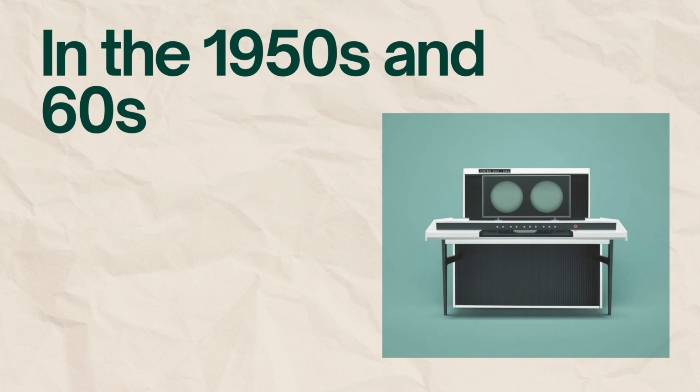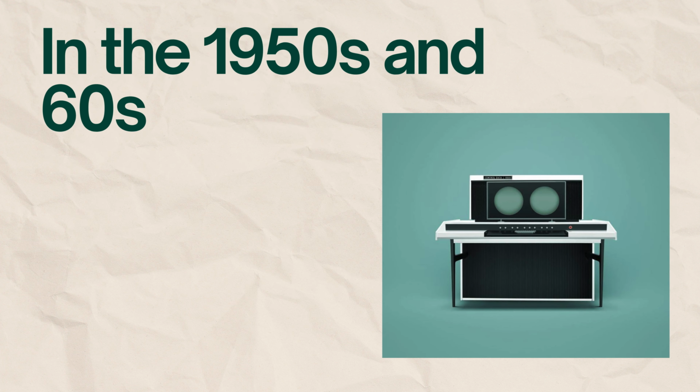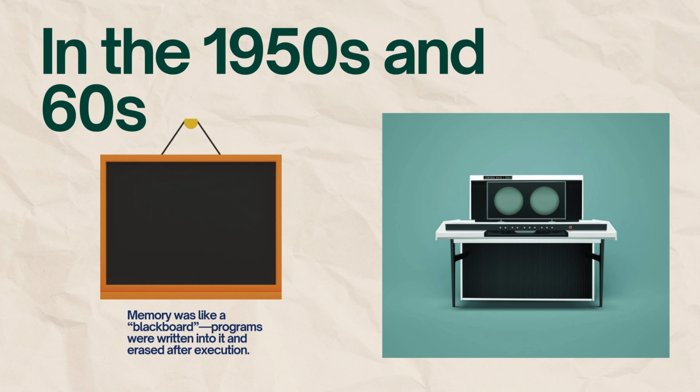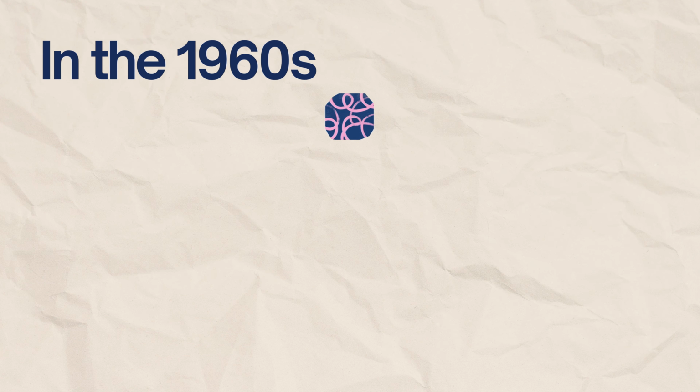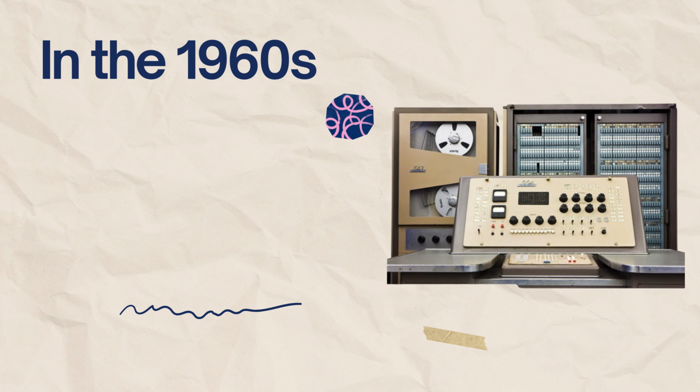In early computers, such as those in the 1950s and 60s, computers had just been invented and there was no concept of operating systems. At that time, memory was like a blackboard, programs were written into it and erased after execution. There was no isolation or protection. A single bug could crash the whole system. In the 1960s, commercial computer manufacturers developed batch processing systems, creating different operating systems for different models.